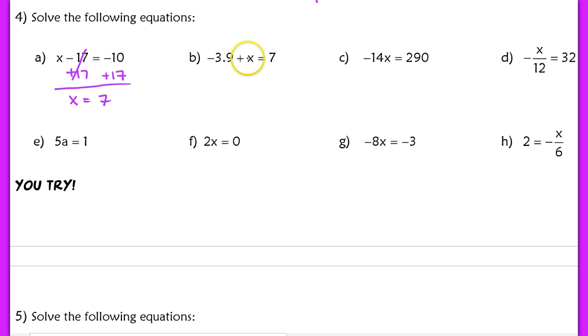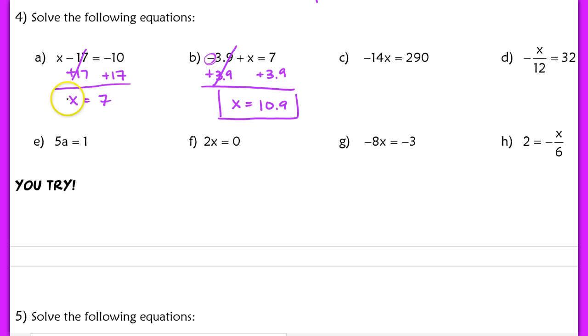In part b, I have negative 3.9 plus x equals 7. Now in this case, I actually want to add 3.9. I'm going to do the opposite here. I'm going to add 3.9 on both sides, so I'm doing the opposite of this sign. So because that's negative, I want to add 3.9. That'll cancel here, so I'm left with x equals 7 plus 3.9 gives me 10.9. So there's my final answer.